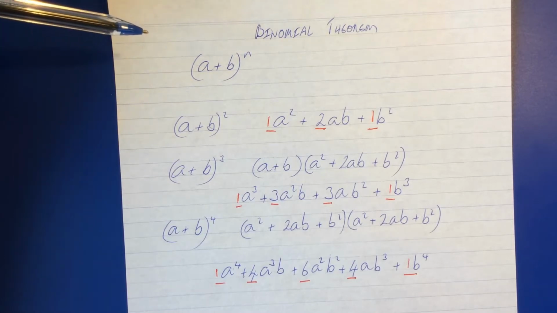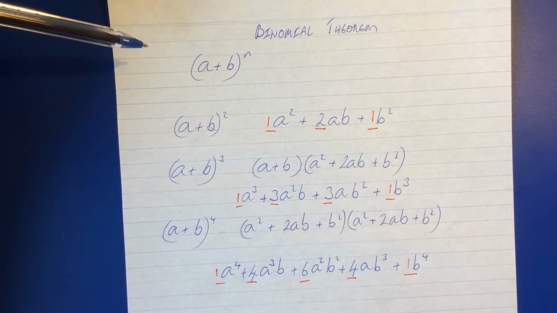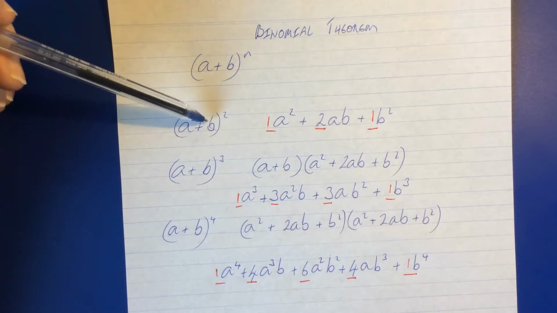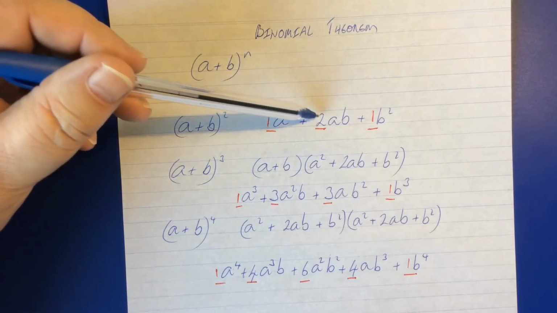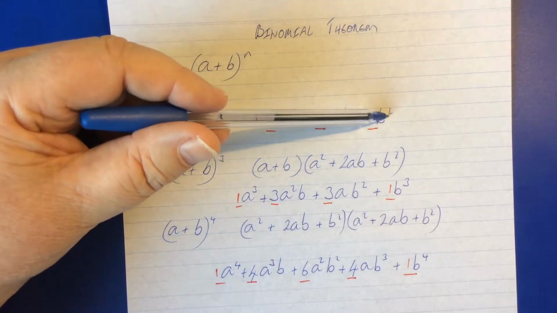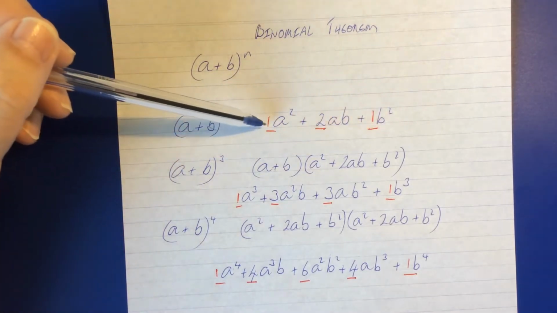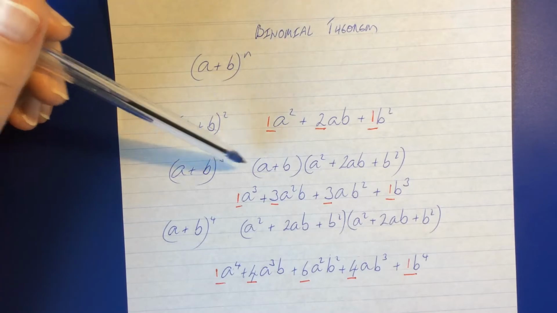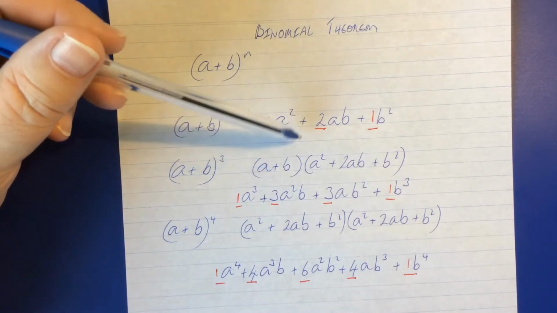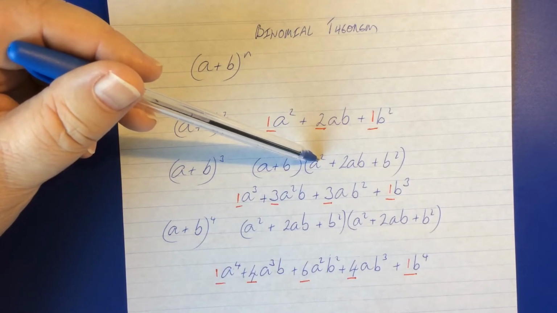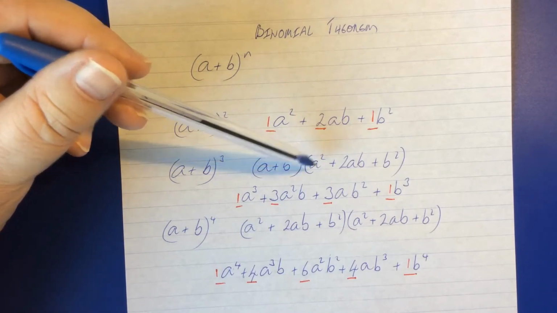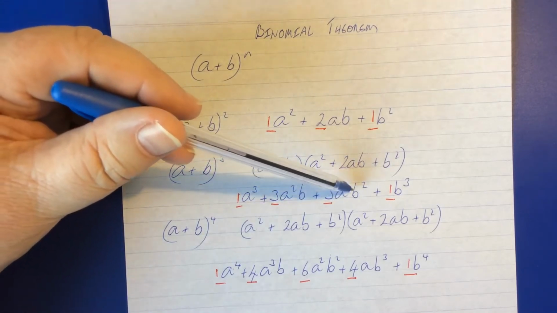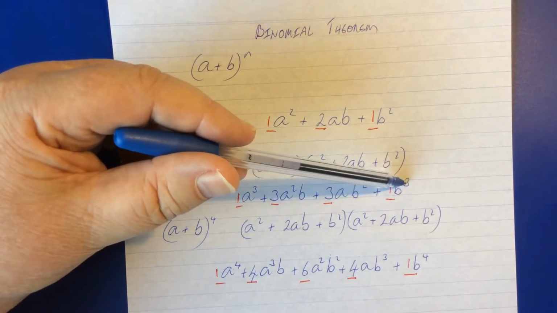What we're going to start out with, though, is some recognizable expansions. We're going to start off with a perfect square. (a + b)² expands to a² + 2ab + b². I'll explain the red ink in a minute. (a + b)³ is the linear factor (a + b) times the perfect square. And as a result, we get a³ + 3a²b + 3ab² + b³.